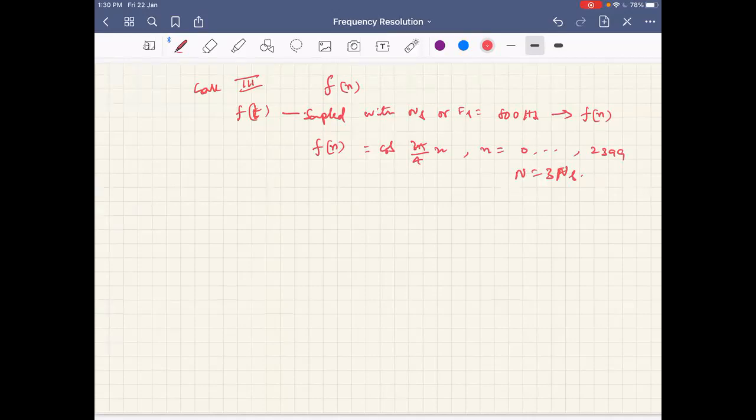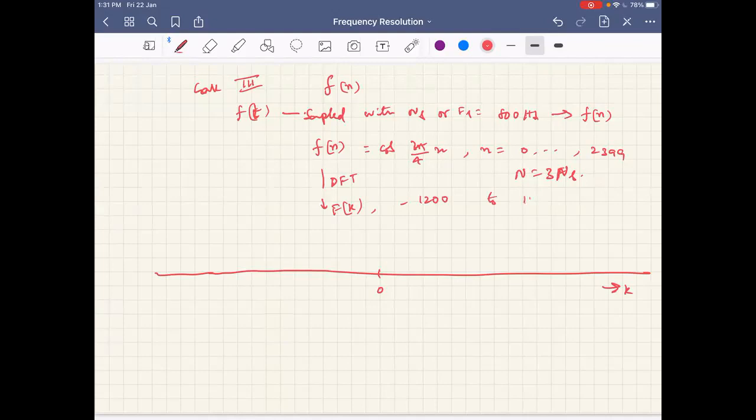Okay, so in this case, what we would like to see is, if this is 0, what will happen? We want to sketch in the k-axis. The number of samples repeats from fn, so if you take the discrete Fourier transform, what you get is f of k. This f of k goes from minus 1200 to 1200 samples.